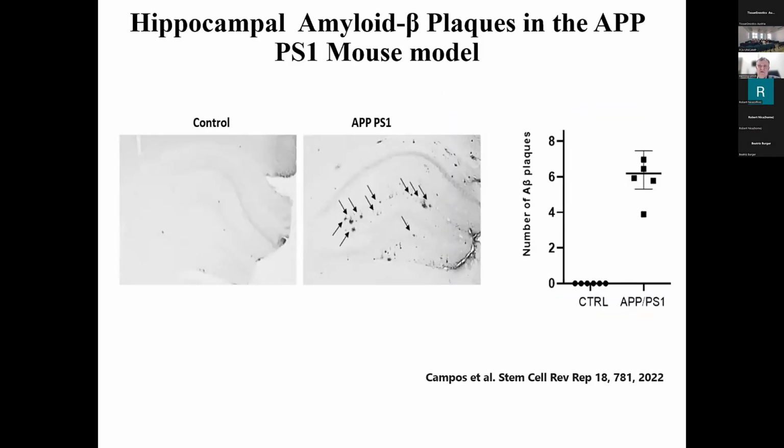So here we use the TissueFAXS for imaging beta amyloid deposits in the hippocampus of this animal after 6 months. And what we can see here is that we did a quantitative imaging where we can compare, in this APP-PS1 Alzheimer model, the number of plaques, and do a quantification of that. All the data that I show here have been published in peer-reviewed journals.